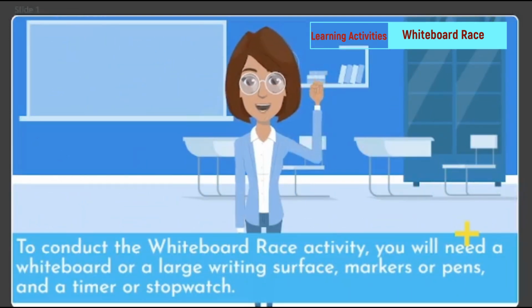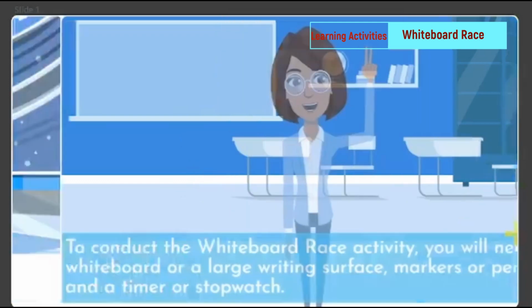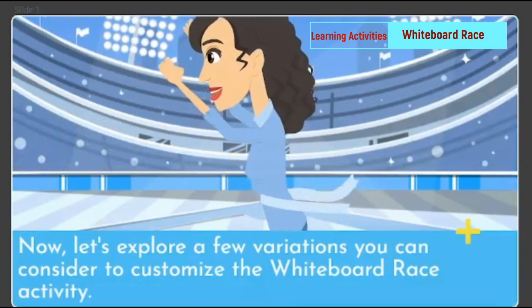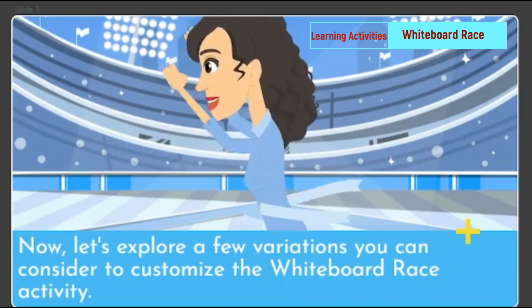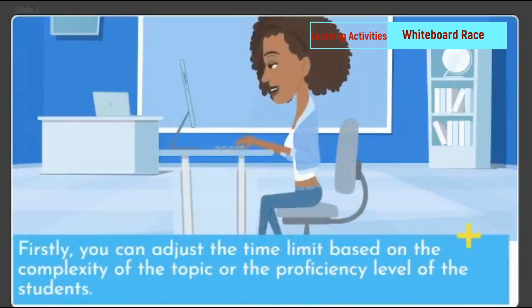To conduct the Whiteboard Race activity, you will need a whiteboard or a large writing surface, markers or pens, and a timer or stopwatch. Now, let's explore a few variations you can consider to customize the Whiteboard Race activity. Firstly, you can adjust the time limit based on the complexity of the topic or the proficiency level of the students.